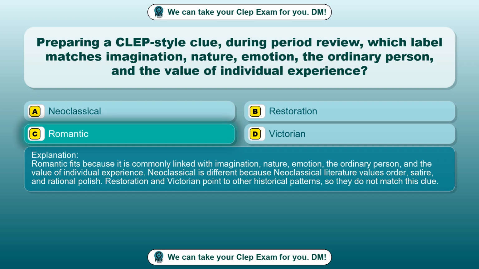Romantic fits because it is commonly linked with imagination, nature, emotion, the ordinary person, and the value of individual experience. Neoclassical is different because neoclassical literature values order, satire, and rational polish. Restoration and Victorian point to other historical patterns, so they do not match this clue.